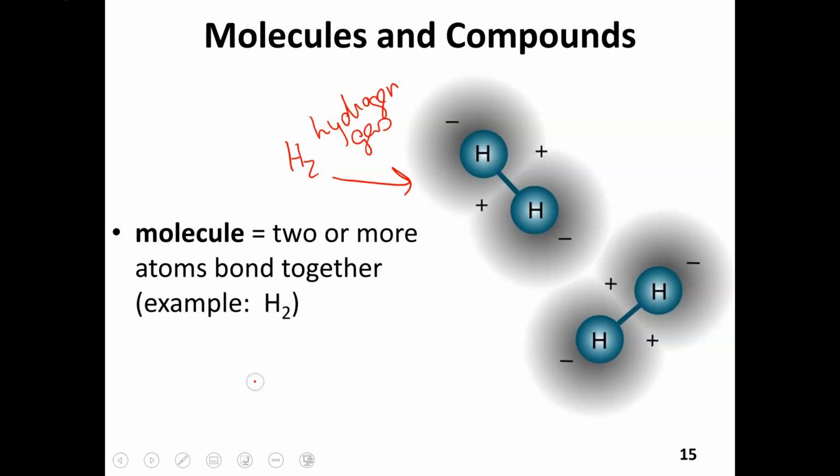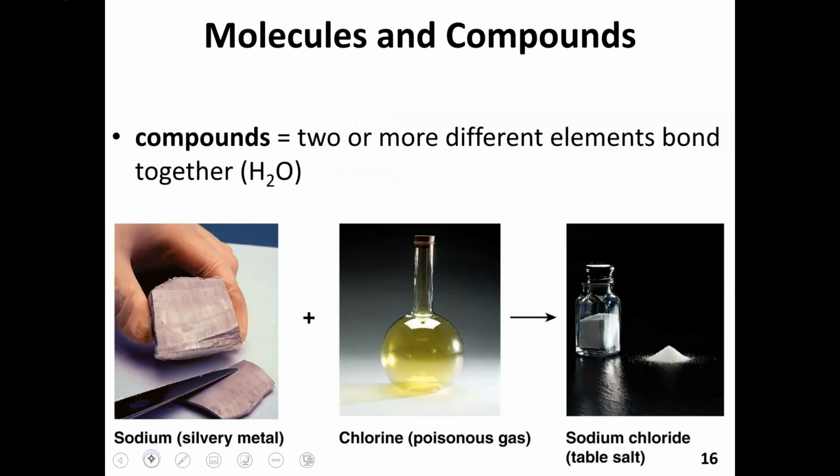So when atoms bond to other types of atoms, then they're called compounds. So an example, we have hydrogen gas, H plus O makes water, which looks like this. So that's a water molecule formed from three different atoms.